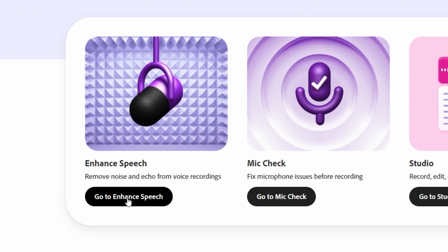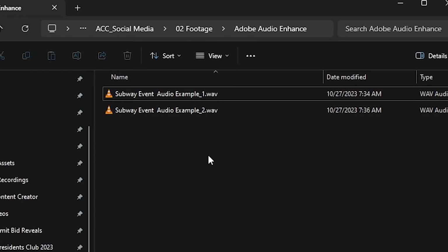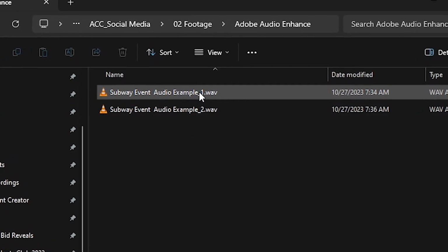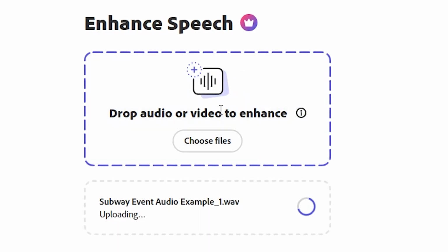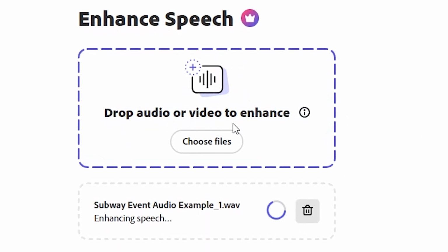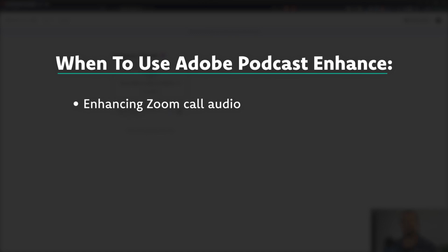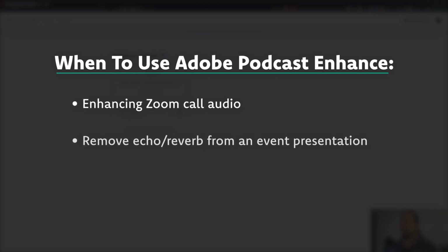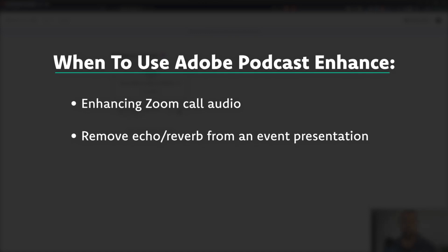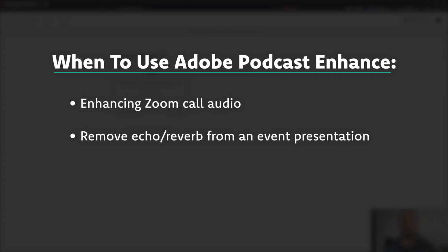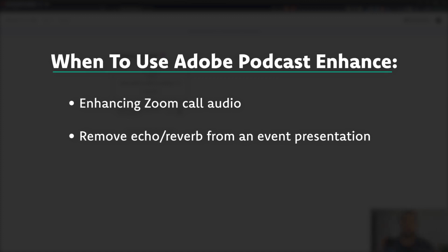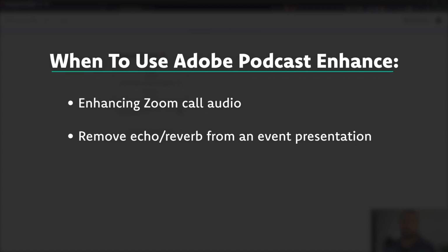But let's go ahead and open enhanced speech, and I've got two audio examples already ready to go here, so I'm just gonna drag one right here. You can drop audio or video here to enhance. And while this is working here, I'll just give you a couple examples of what I've used it for. I've used this for enhancing Zoom call audio. I've used it to remove echo and reverb from like a stage, an event speech that just has all the room sound in it. That's what this example is right here that I'm uploading.